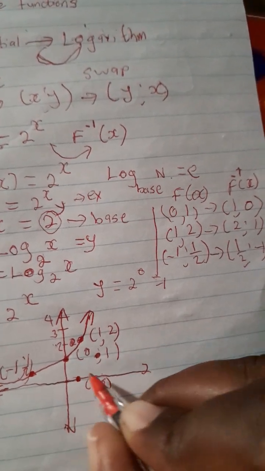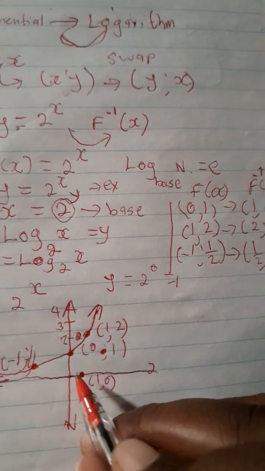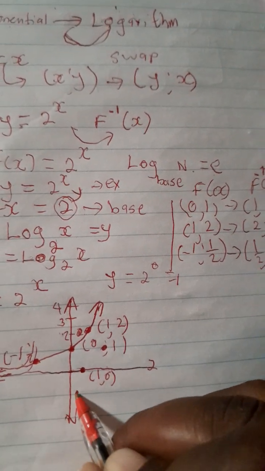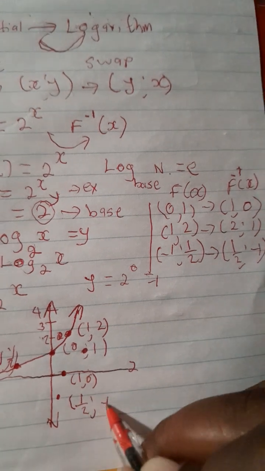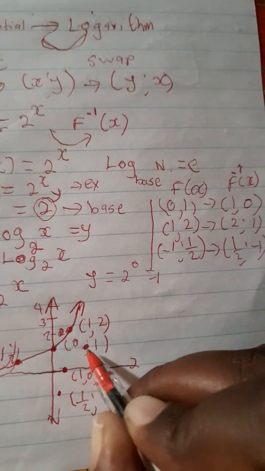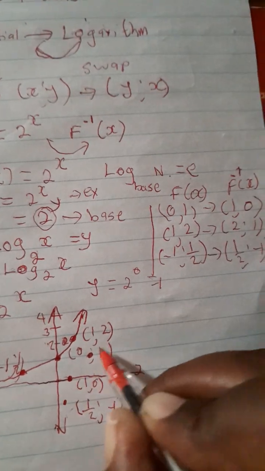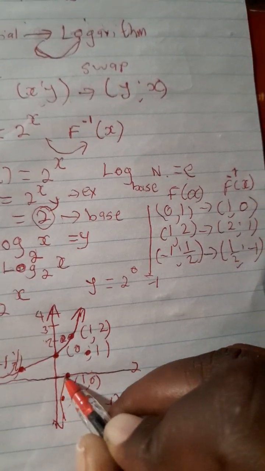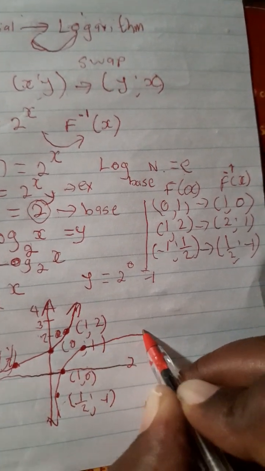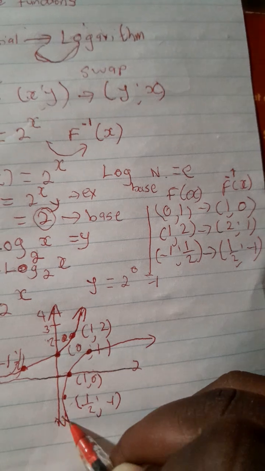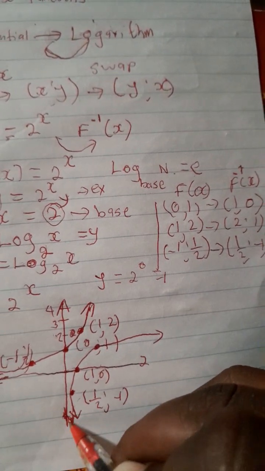Then we also have half and negative 1. So the half should be here, half and negative 1, guys. Remember here it's 2 and 1. You join them. Make sure they don't touch the x-axis.